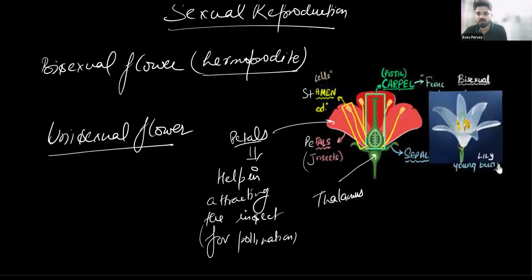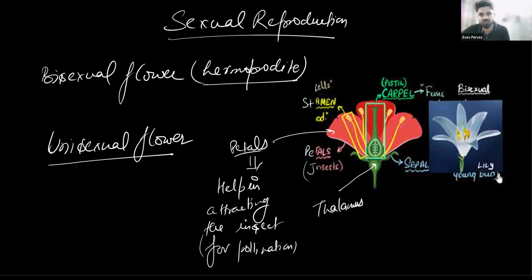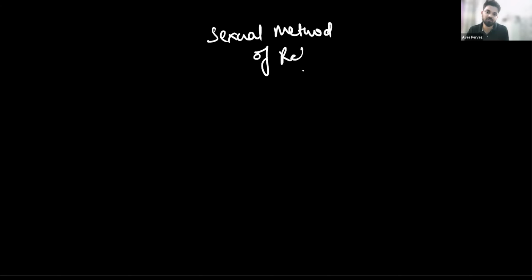Yes. The next is, now we're talking about the sexual method of reproduction in plants. So let's start studying the sexual method of reproduction in plants. In the sexual method of reproduction, flowers are of two types. Now you know that in the sexual method of reproduction, we are going to have two parent plants, one male and another female.